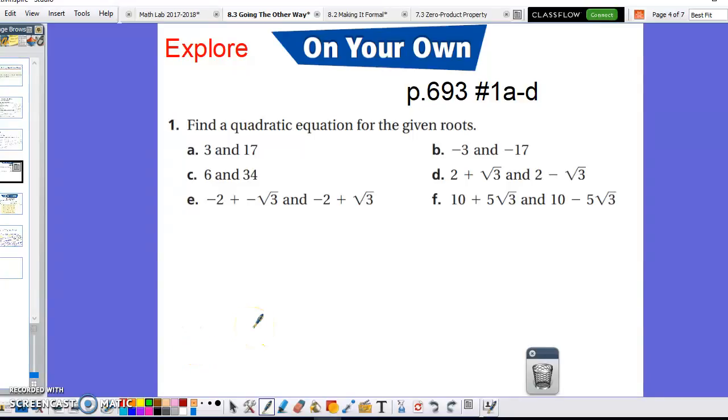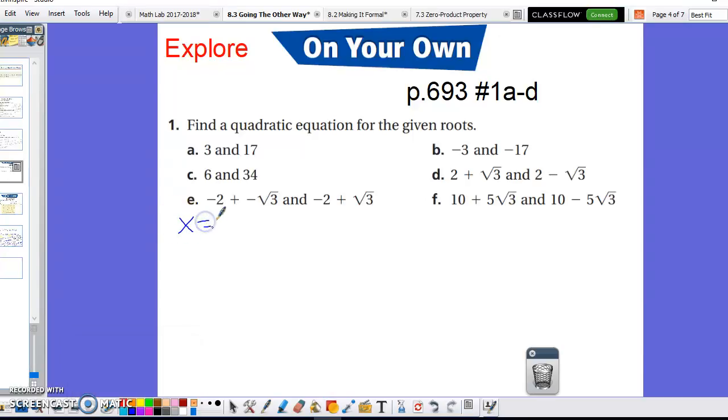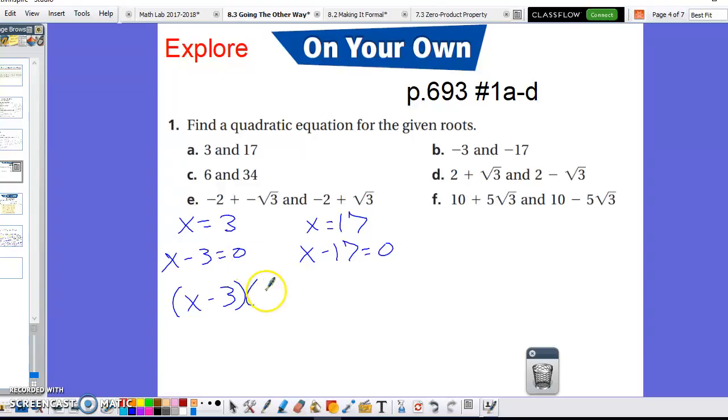Okay guys, I'm going to start this video by working through a couple of examples from the problem we did in class today. As an example, I'll do letter A. We've got some quadratic that has roots x equals 3 and x equals 17. So we're going the other way, as the title of the section said, working backwards. And we find our two factors, x minus 3 and x minus 17.